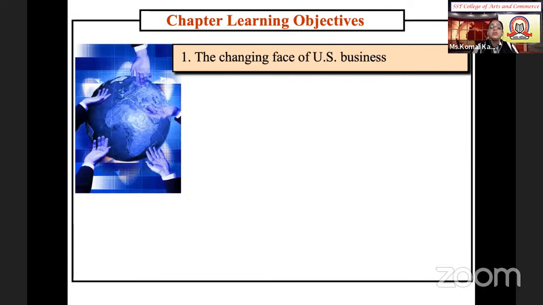Let us see the changing face of US business. We are all aware that the US is one of the backbones of international marketing, supporting various stock exchanges. We can say the US economy is controlling the rest of the economies. We can say the US is financially, technologically, and in all possible ways supporting the rest of the world.